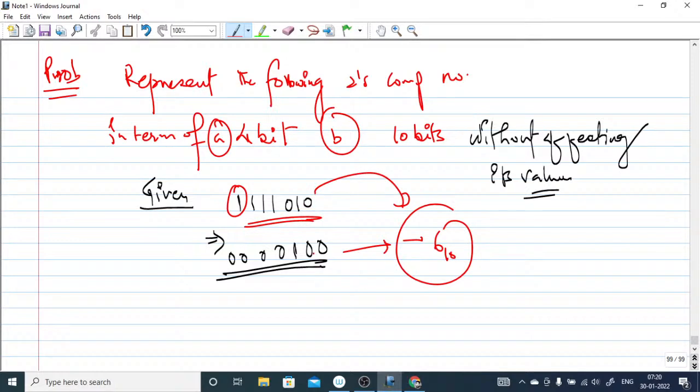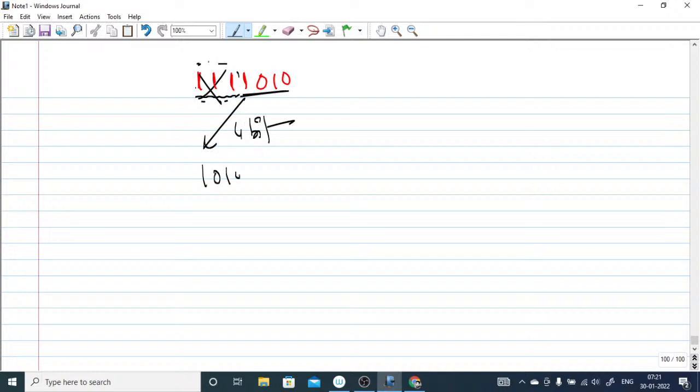Now what you have to do here is represent this binary format in 4 bits. So let me take again 1 1 1 1 and 0 1 0. Now see, 4 bits are there, and these are the bits which are being repeated because of sign extension. This is basically the sign bit extension, so you can discard them. If you want 4 bits only, you can write 1 0 1 0.